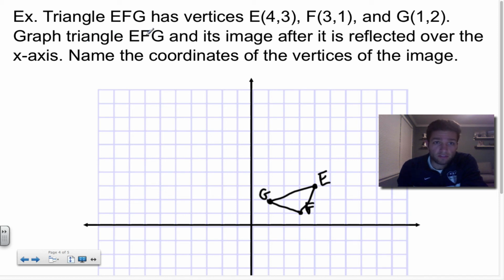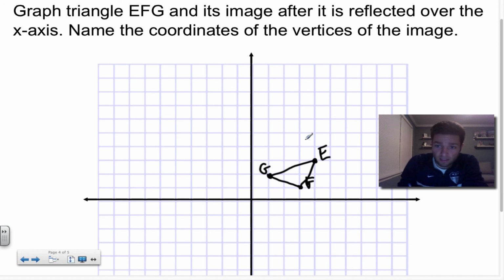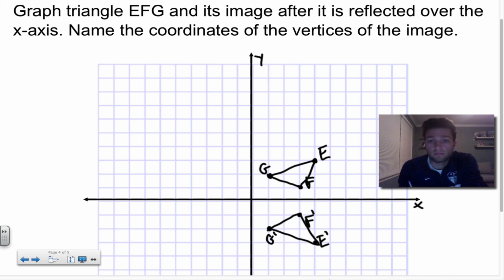Next, it says to graph the triangle and its image after it is reflected over the x-axis. So I'm going to scroll down a little bit because the x-axis is this one, right? All right, so let's start with F. It's the closest to it. It's 1 space away, so F prime needs to be 1 space away. G is 2 spaces away from the x-axis, so G prime needs to be 2 spaces away. And then E is 3 spaces away, so E prime is 3 spaces away. And there is my new triangle.